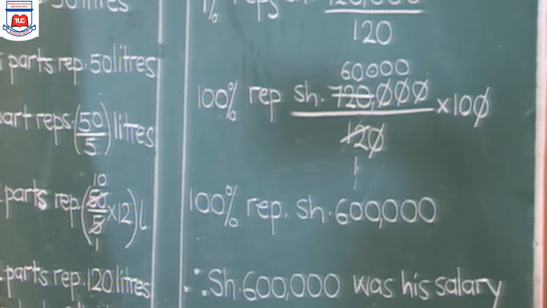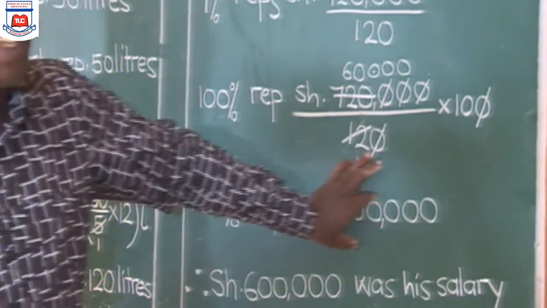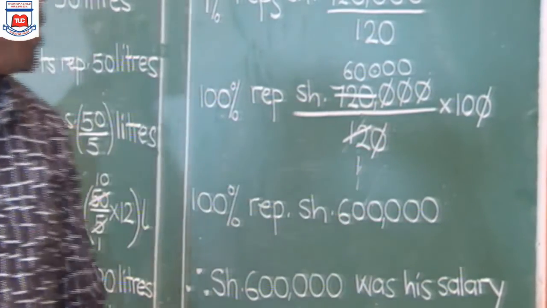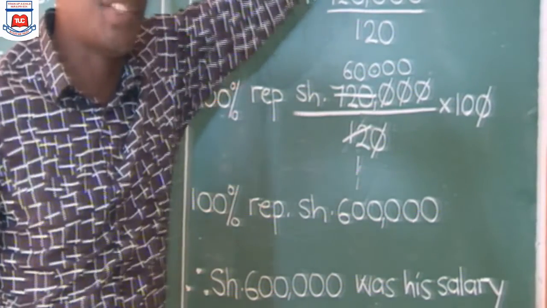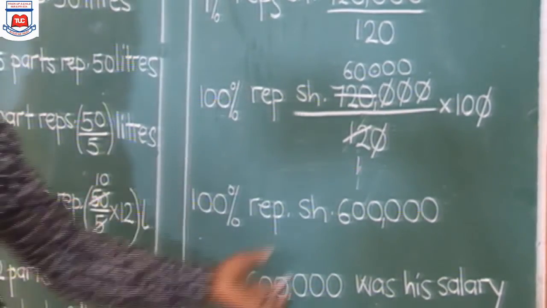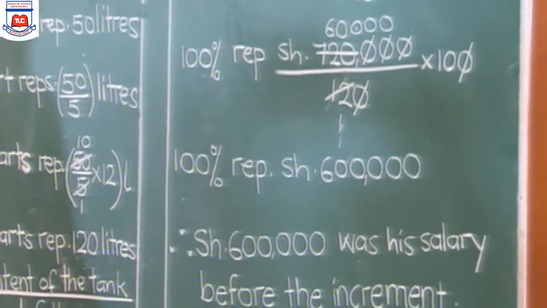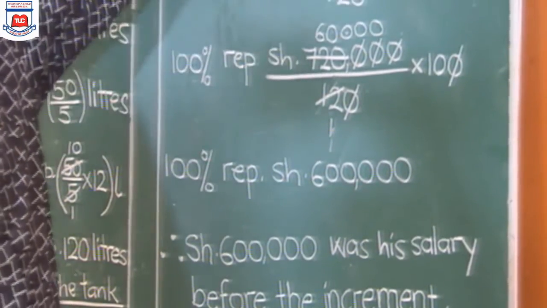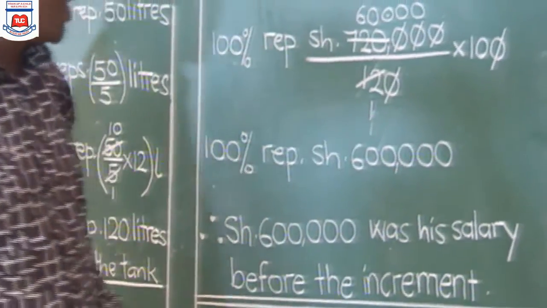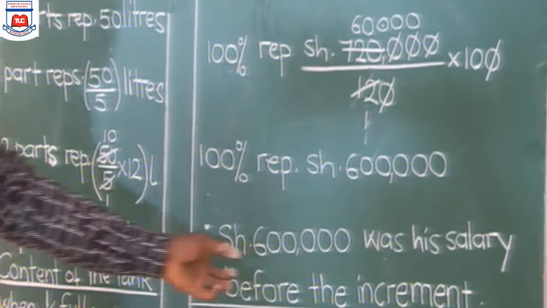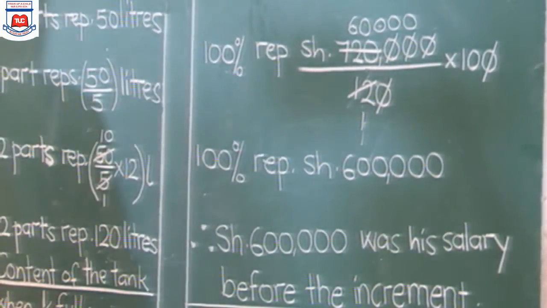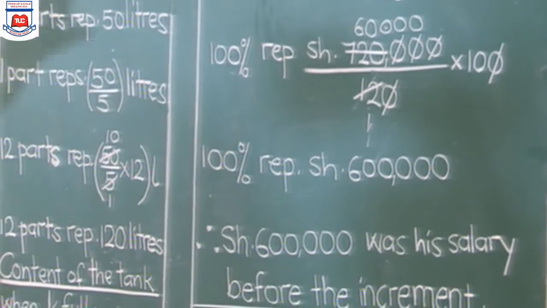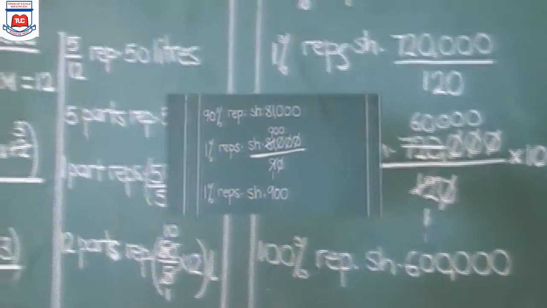Does it make any sense? Yes. Why does it make sense then? He was earning a less value, which was 600,000 shillings, and now after increase, he is earning 720,000 shillings. So he must have earned less before, and then after increment, he must be earning a greater amount of money. So indeed, it was increased. So therefore, you conclude 600,000 shillings was this man's salary before the increment was made. That's how we work out that number as well.